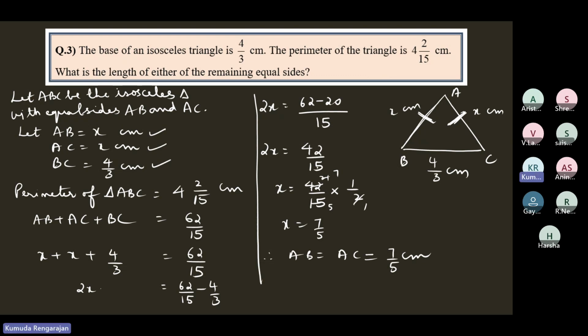We get 42 by 15, and 2 is in multiplication in the left hand side. So it comes for division, meaning it becomes its reciprocal. 2 by 1 becomes 1 by 2 on the other side. And then simplify. I got 7 by 5, on cancelling 2 and 42, and then 21 and 15. I got 7 by 5. So the lengths of AB and AC is equal to 7 by 5 centimeters each.